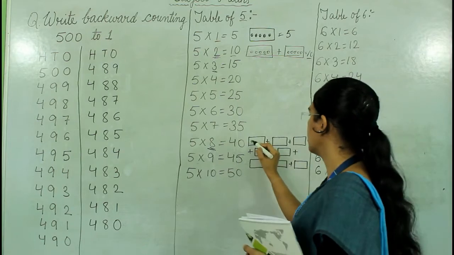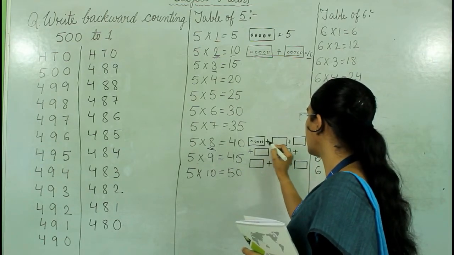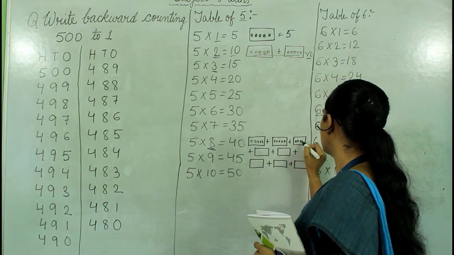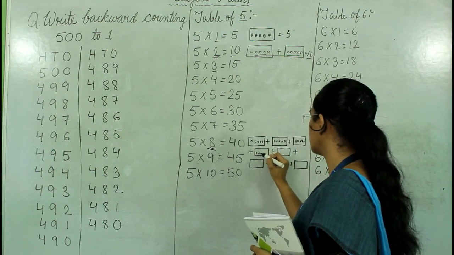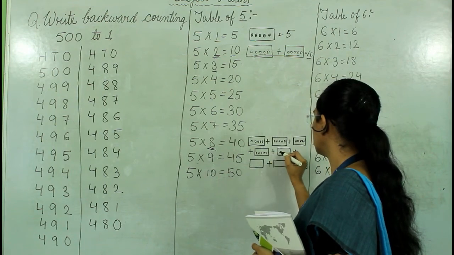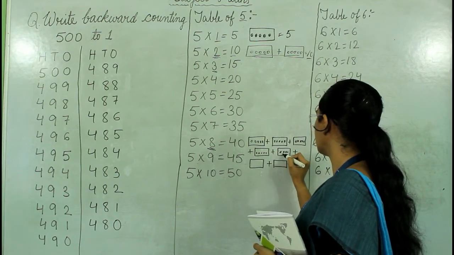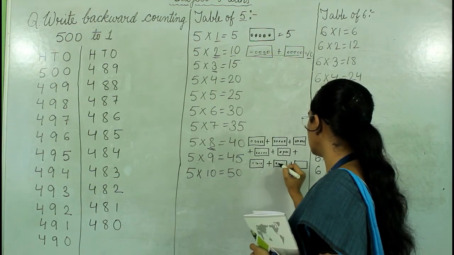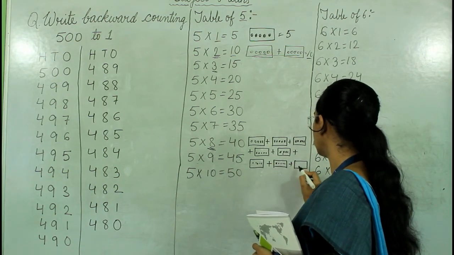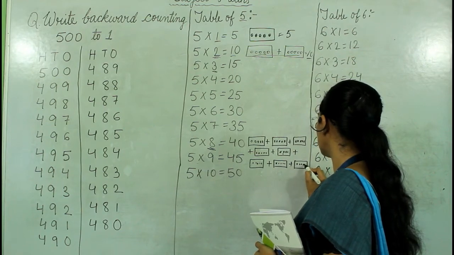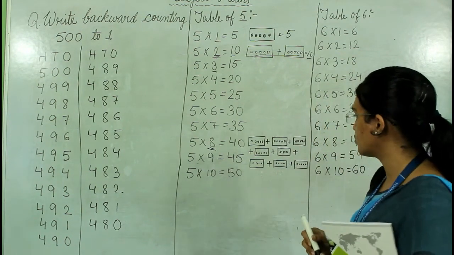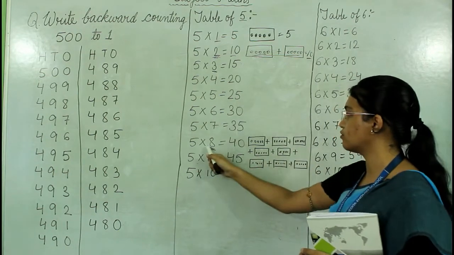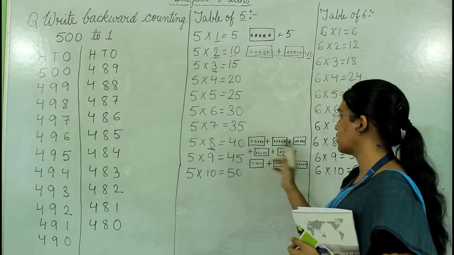1, 2, 3, 4, 5 in each box. So we have drawn how many boxes? 1, 2, 3, 4, 5, 6, 7, 8 boxes. We have drawn 8 boxes, and each box has how many balls?